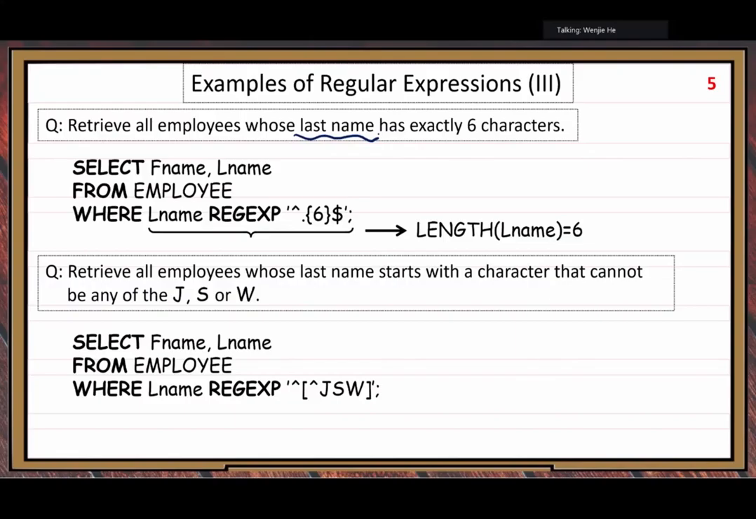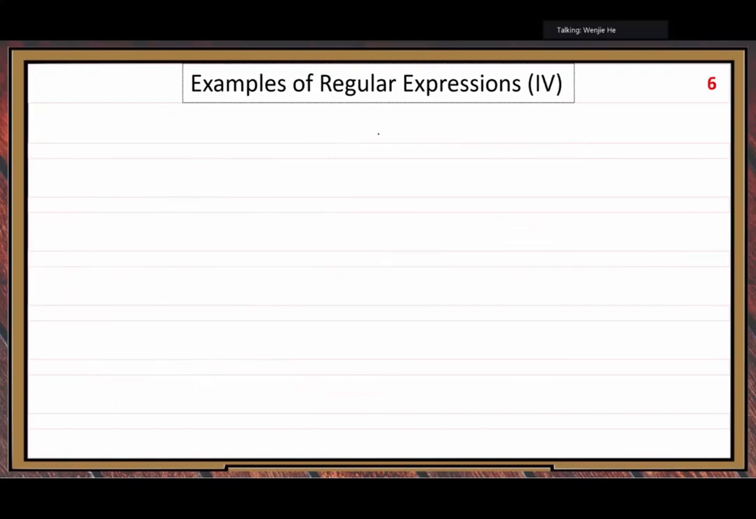So this time, start with, so you need to use the start symbol first. Inside a pair of brackets, you use the negation symbol. Cannot be capital J, cannot be capital S, and cannot be capital W. None of the 3 characters. So that's the basic usage.